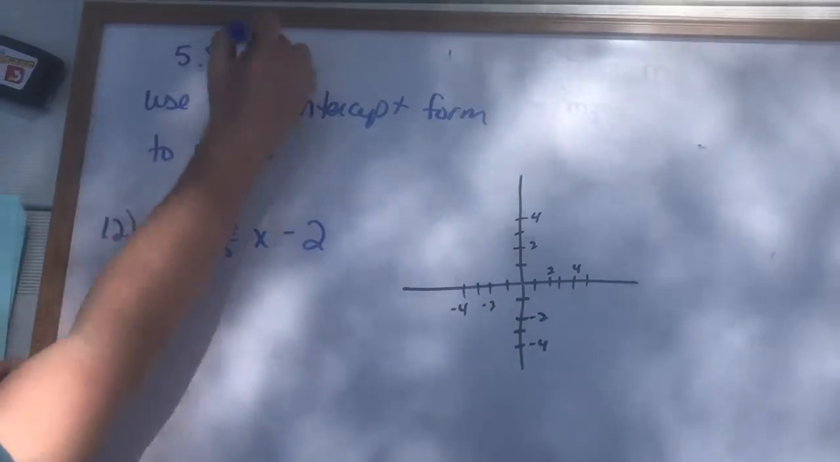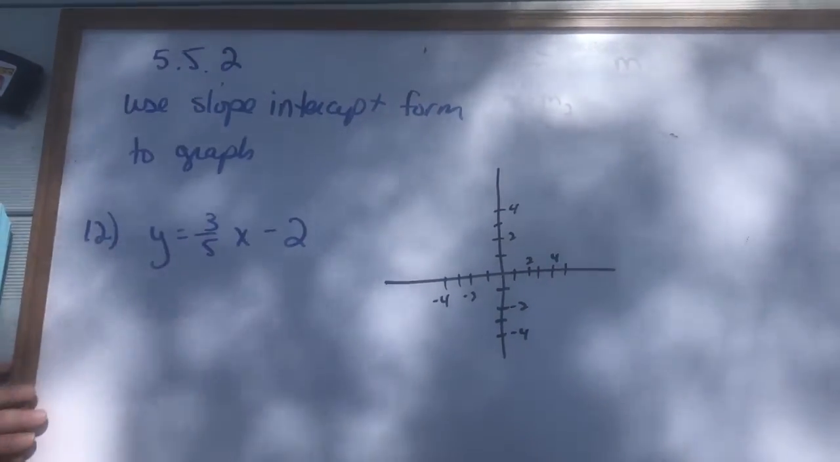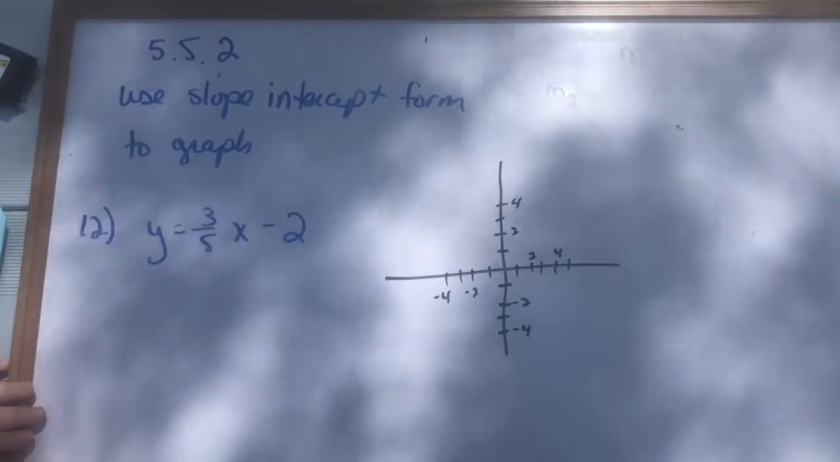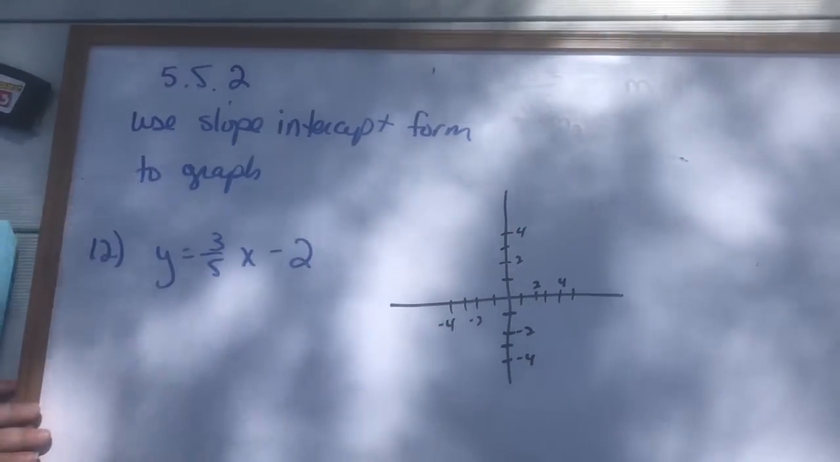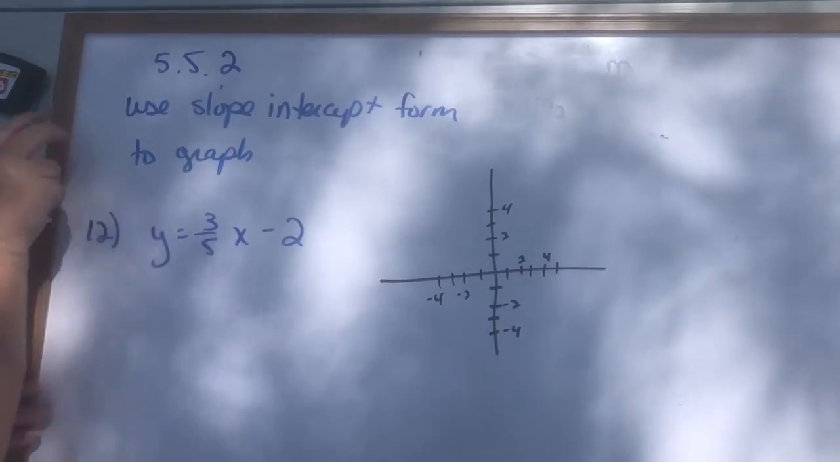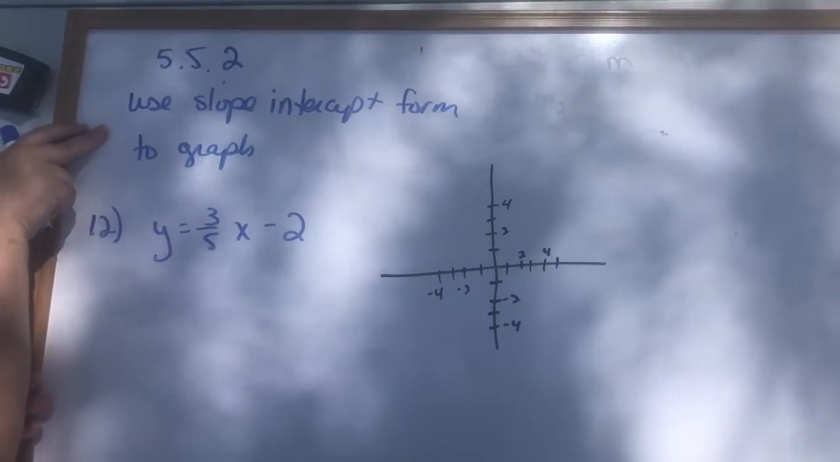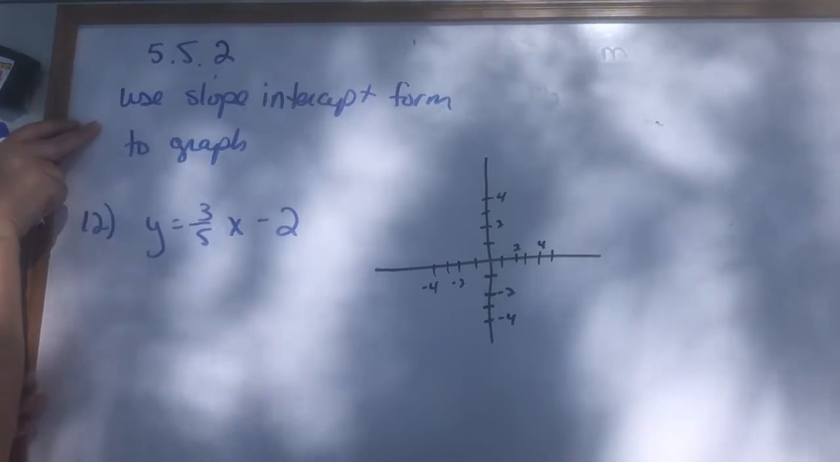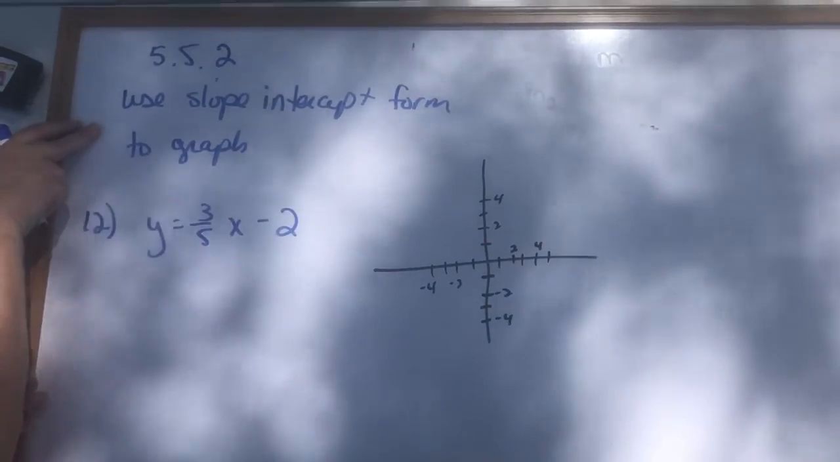We're back in section 5.5 and this is the second video. We're going to use the slope-intercept form to graph this equation, and we have it as y equals 3/5 x minus 2. Now if it tells you to use the slope-intercept form, you need to use the slope-intercept form to graph something, because we've learned other ways to graph so far.